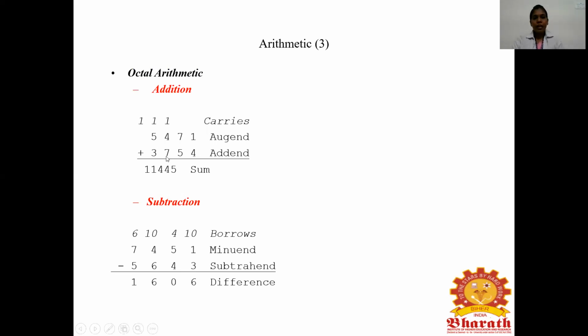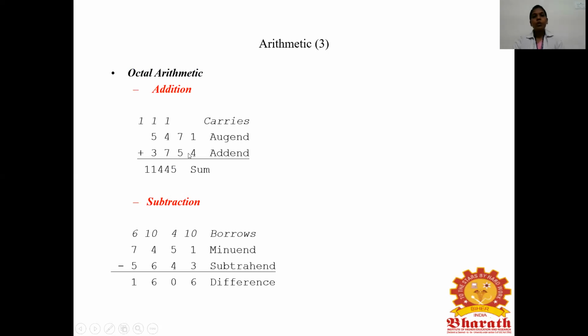So 5471 and 3754. 1 plus 4 is 5. No problem, 5 is less than 8. And then 7 plus 5 is 12. That is greater than 7.